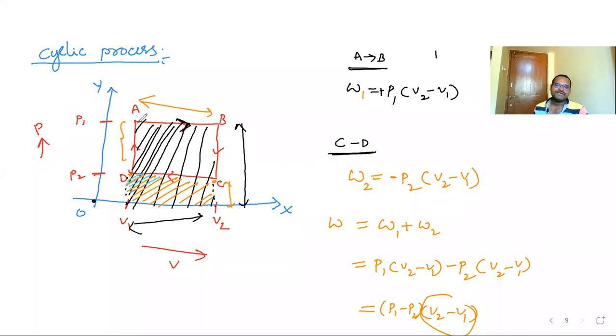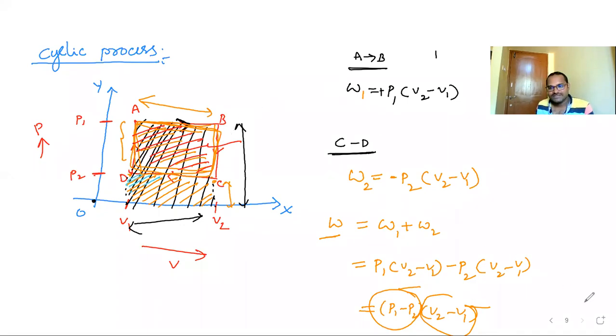That means if you take any cyclic process, the total work done will be nothing but this into this. What are these two? That is the area under this closed graph. In this closed graph, how much area is there? That area. Clear? Are you understanding what I am saying? This total area is nothing but the work done by a cyclic process. And that too, this work done can be positive, it can be negative.